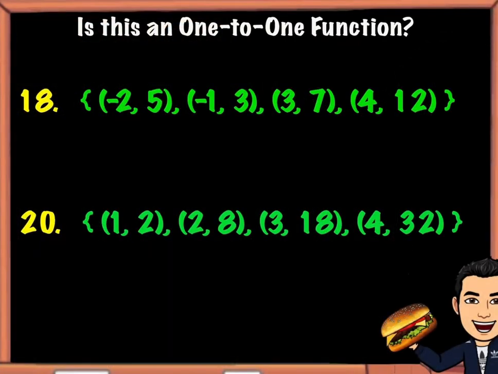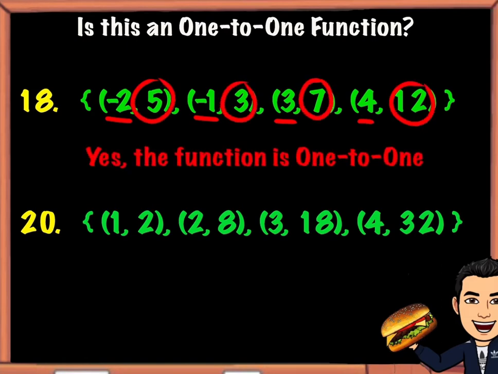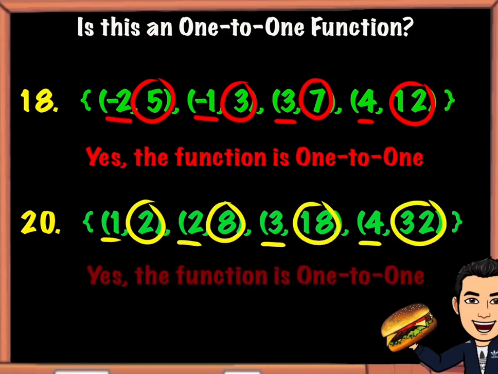For number 18, you see that all the domains match up with different ranges. So yes, the function is one-to-one. For number 20, you see that all the domains match up with their own range. Yes, the function is also one-to-one.